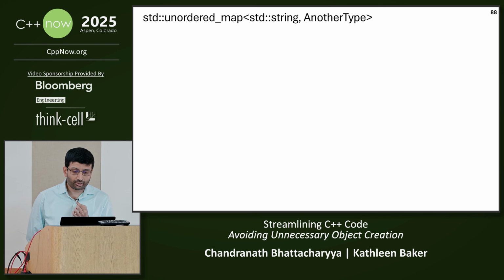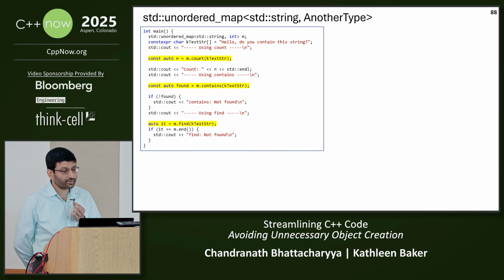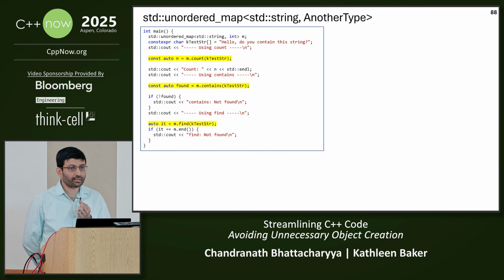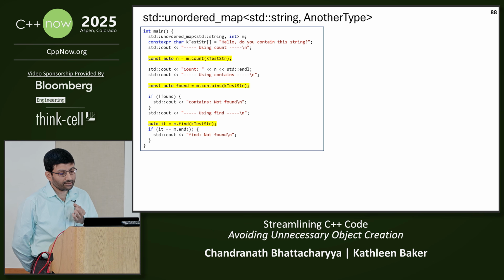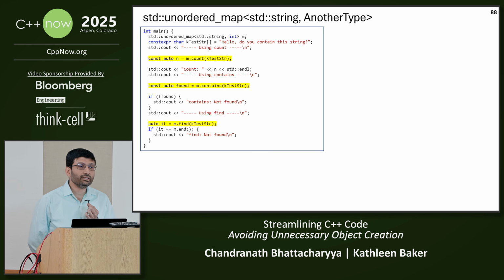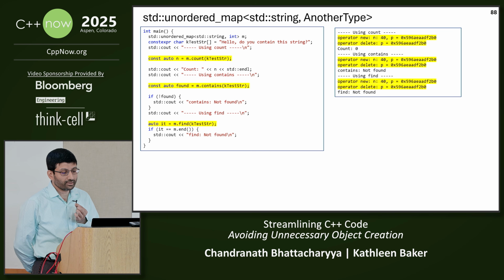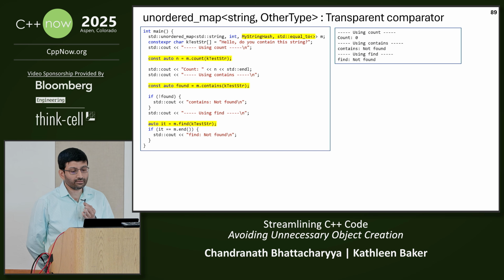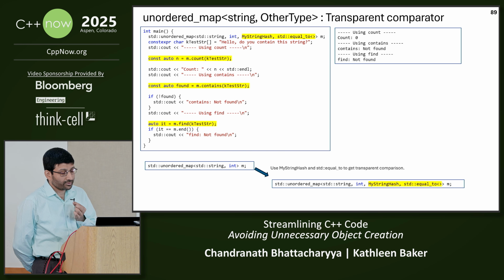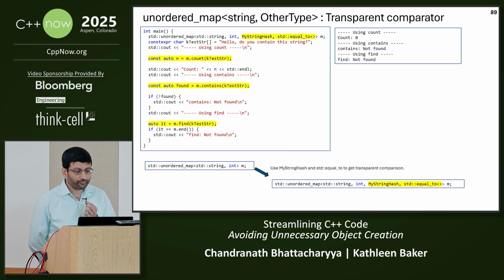Final type, unordered map with std::string as the key. Again, we'll write similar code, just create an unordered map. It's empty, then call count, contains, and find with a character array as the argument. And we get the same output. The fix is very simple, a similar fix. Just add the transparent comparators over there. So here's the guidance.